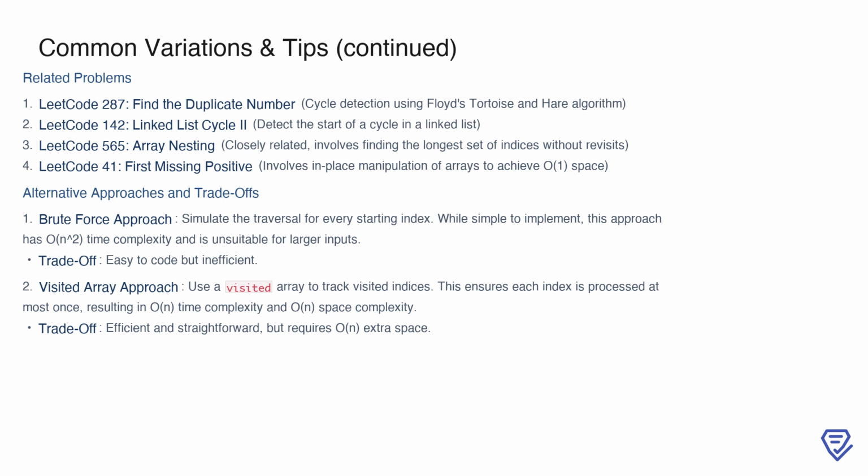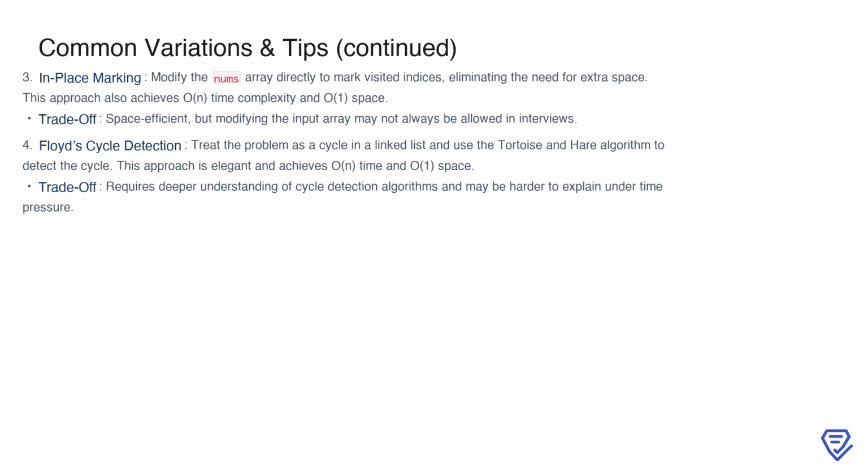In terms of approaches, brute force is the most straightforward but also the least efficient. Simulating traversals from every index results in O(n²) time complexity, which is impractical for larger inputs. While this method is easy to implement, it's not ideal and should only be mentioned to highlight its inefficiencies. More efficient approaches include using a visited array, which ensures each index is processed only once. This reduces the time complexity to O(n), while requiring O(n) extra space. It's straightforward to implement and is often a preferred solution in interviews.